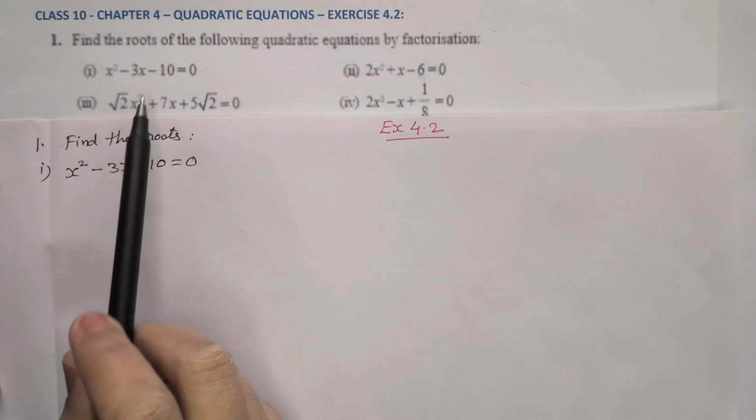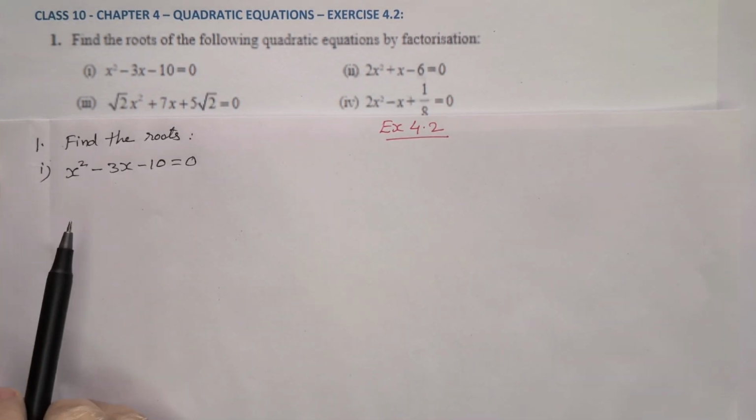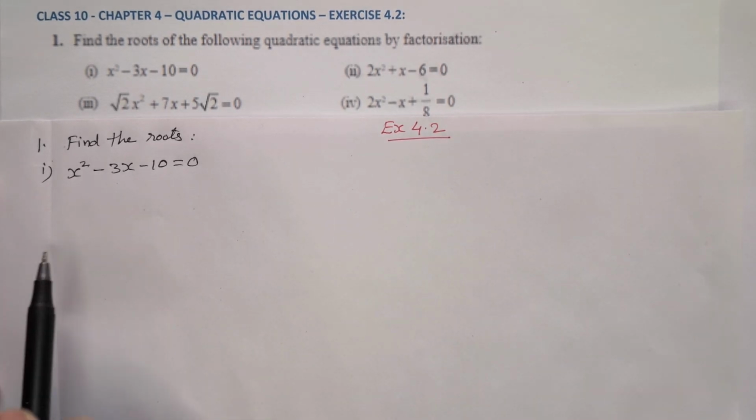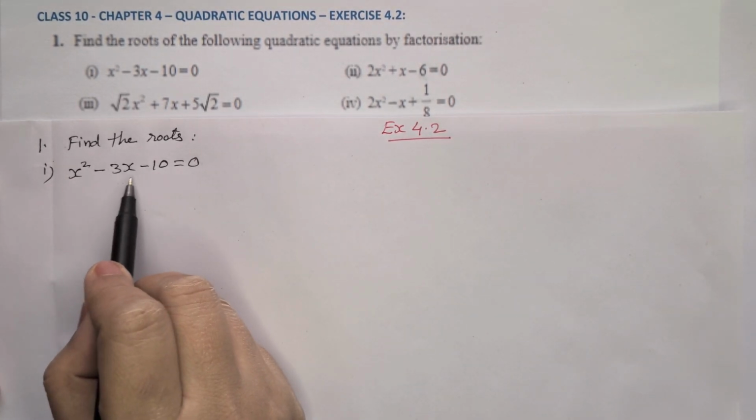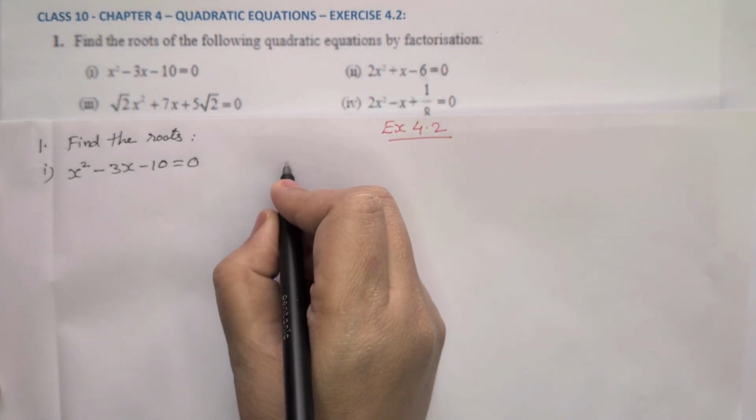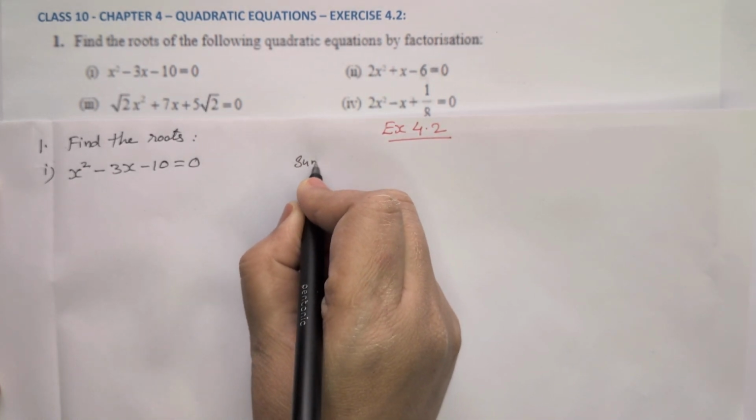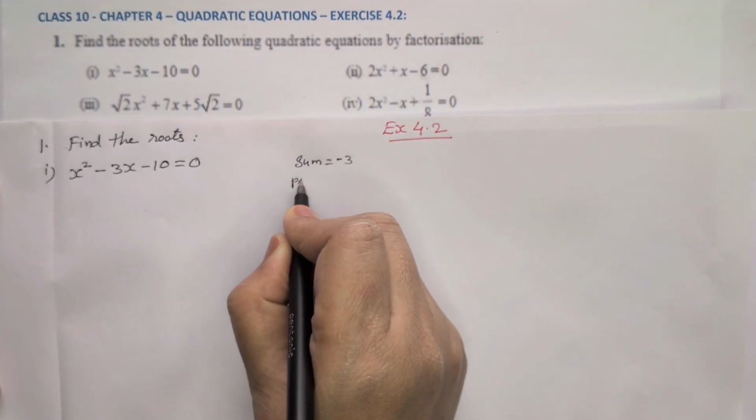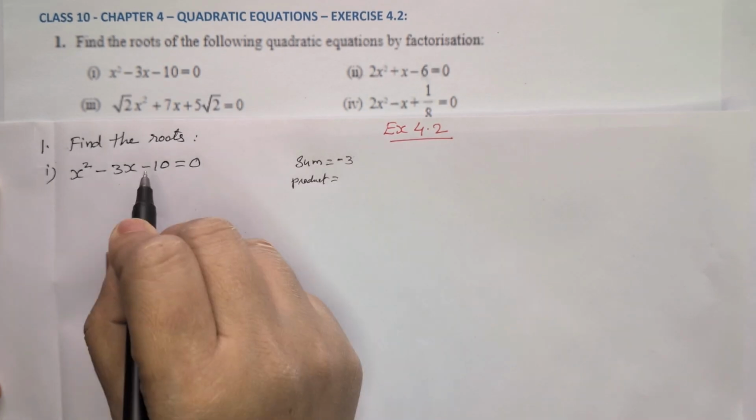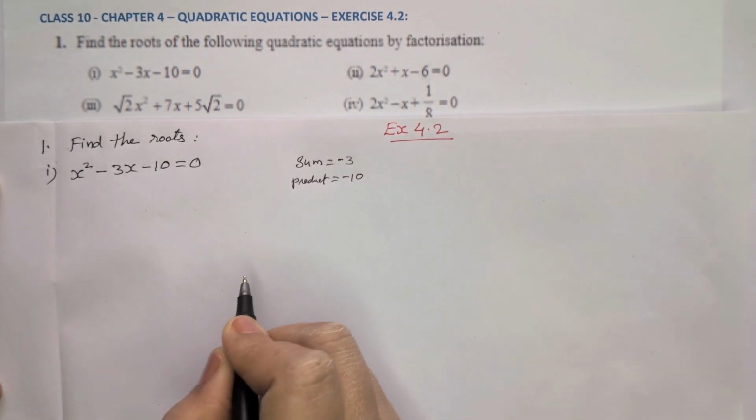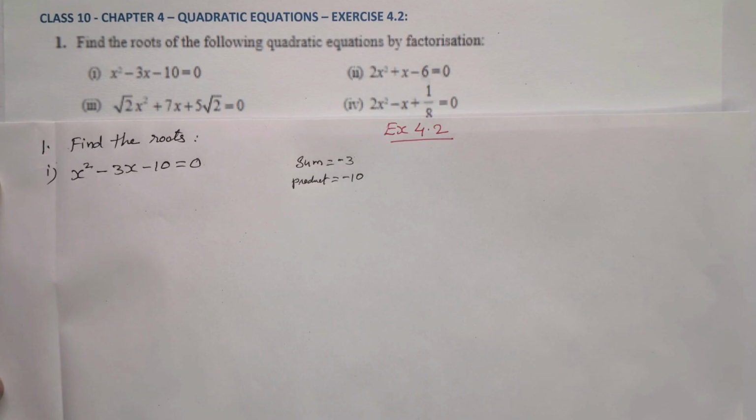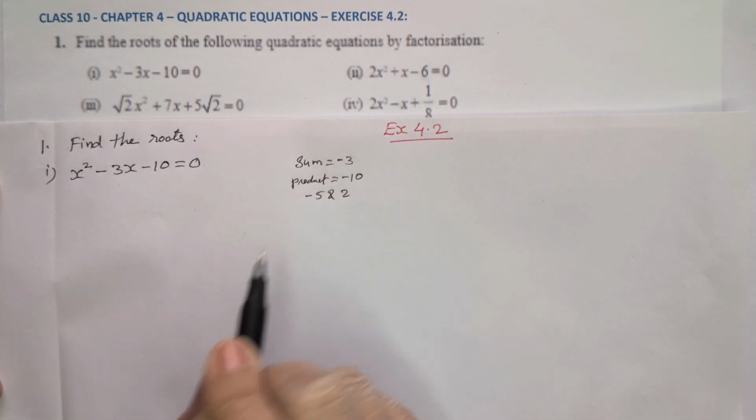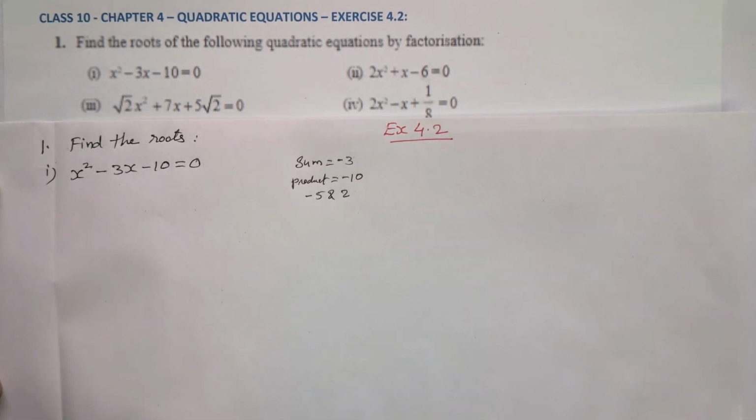Exercise 4.2, first question. Find the roots of the following quadratic equations by factorization. First one, x square minus 3x minus 10 is equal to 0. We know that when we are doing the factorization method, first we have to find two numbers such that the sum is the coefficient of x, minus 3, and the product is minus 10. So the two numbers are minus 5 and 2. Minus 5 plus 2, minus 3, is the sum, and minus 5 into 2, minus 10, is the product.